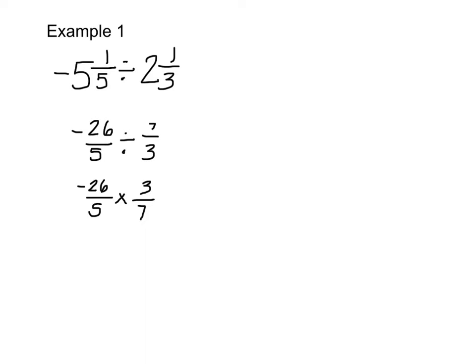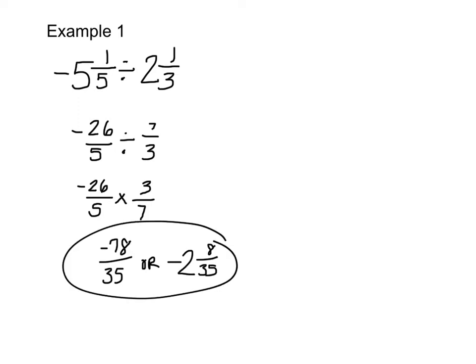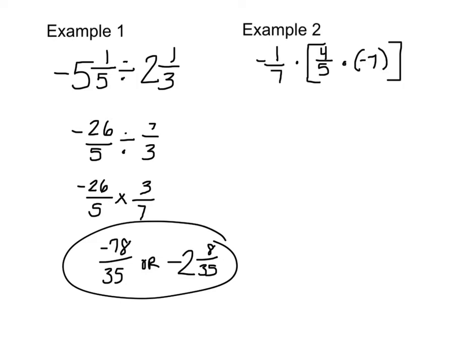There is nothing that I can simplify. I can't cross simplify. So I take negative 26 times 3. You get negative 78 35ths. Or, as a mixed number, will give you negative 2 and 8 35ths, both of which would be acceptable as your answer. Example number 2.